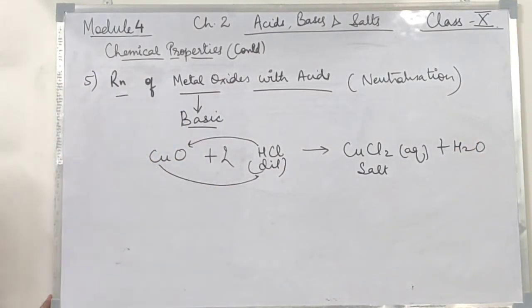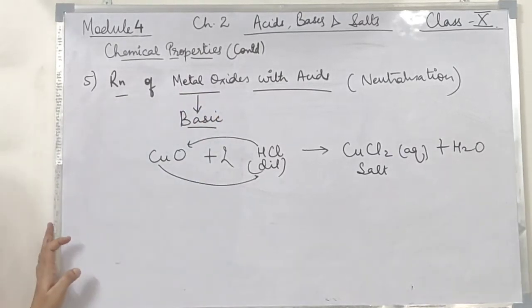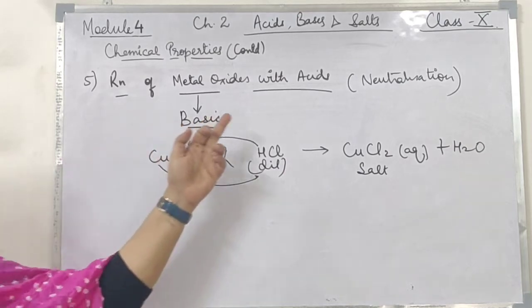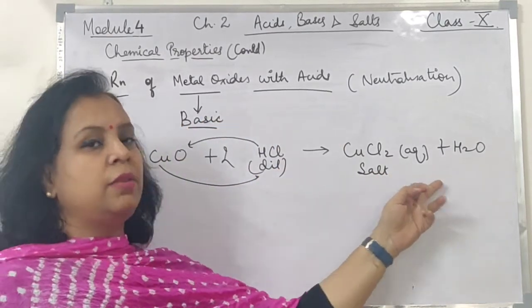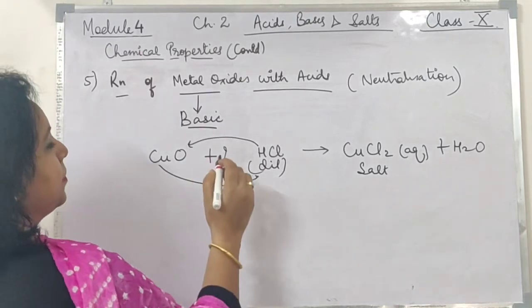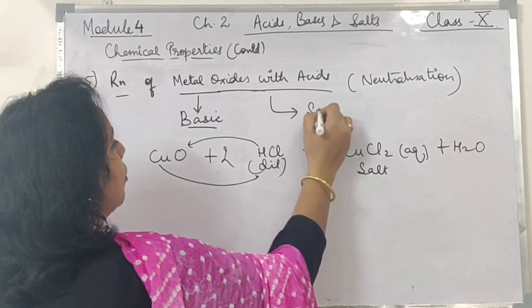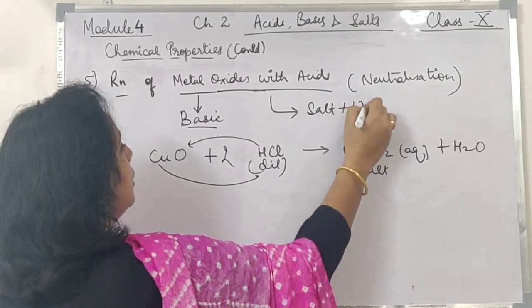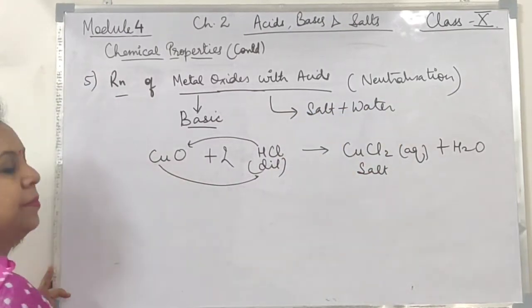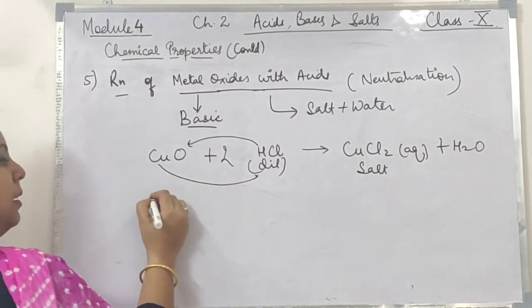So, in this type of reaction between metal oxide with acids, neutralization occurs and salt and water is produced. So, we can say metal oxide with acid will form salt and water. Isn't it? Let us take one more example.